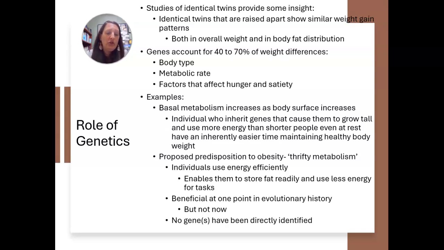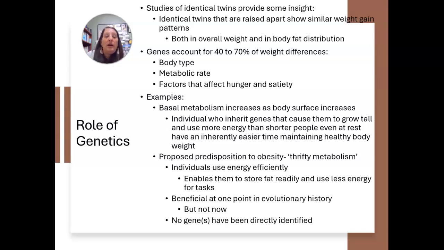It's been estimated that genes account for between 40 and 70% of weight differences. And so again, this would contribute to body type, metabolic rate, and factors that affect hunger and satiety. Okay, here's an example.